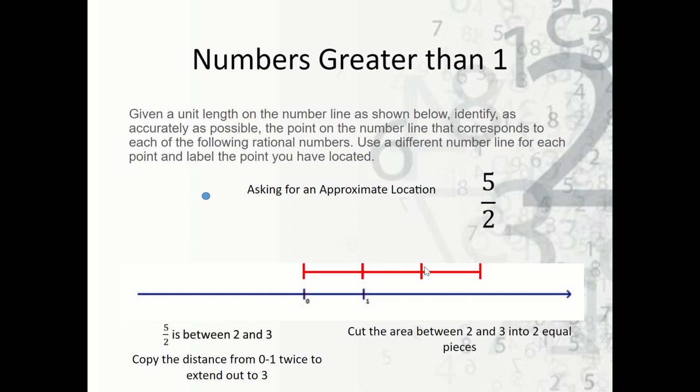So now we're going to cut that area between 2 and 3 into 2 equal pieces. So right about there. So that should be about 5 halves. Again, is it exact? No, but it's a pretty good approximation.